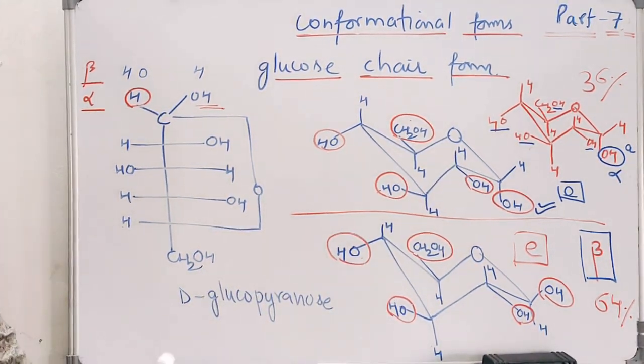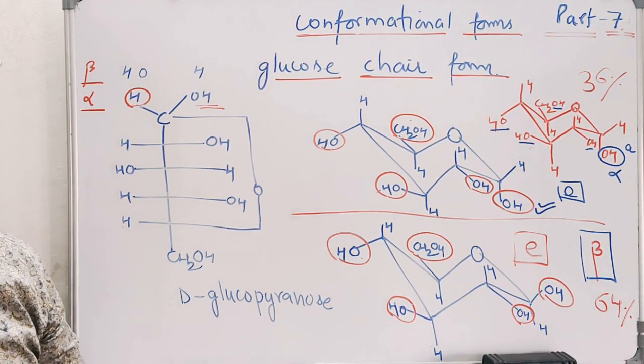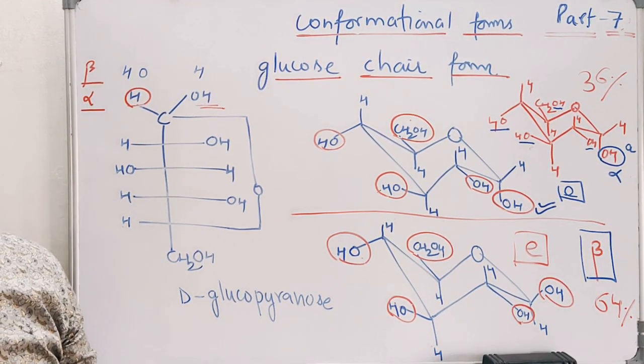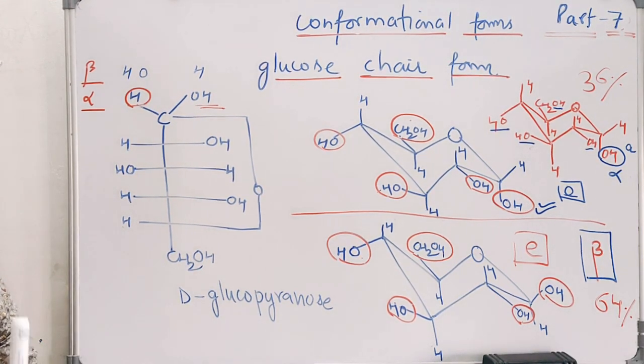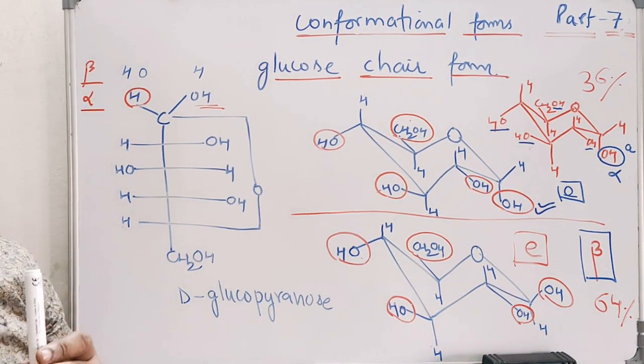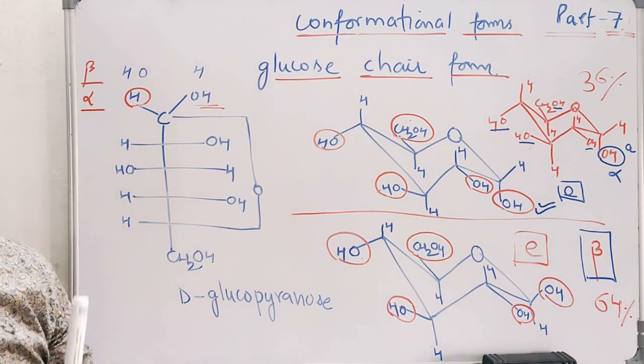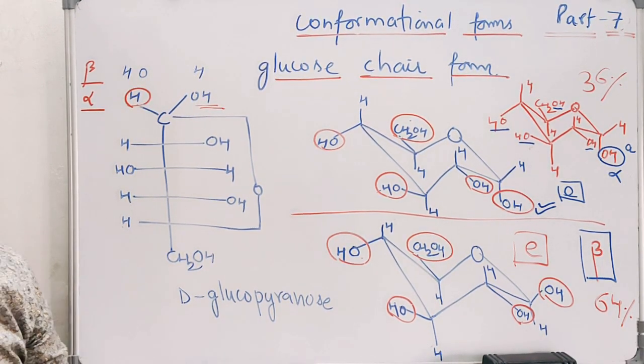So this is a very important question, always asked in exams: out of alpha-D-glucopyranose and beta-D-glucopyranose, which form is more stable? We can say that the beta form is stable due to the tendency of the beta form OH groups to occupy the equatorial positions. So after discussing all these important points, I am sure these points must be clear to all of you.